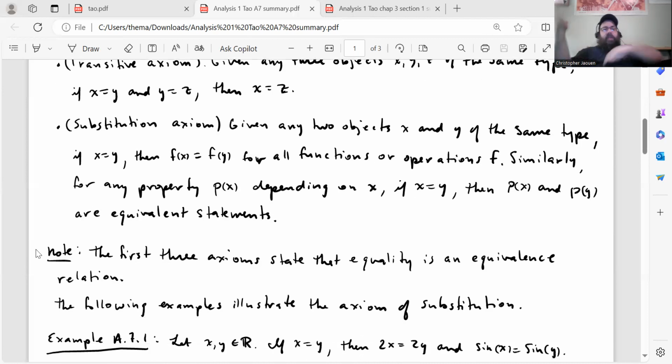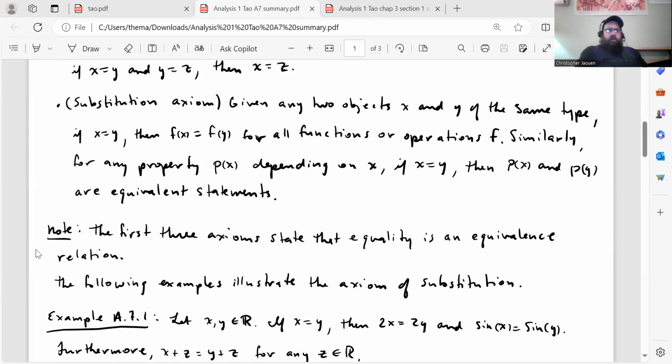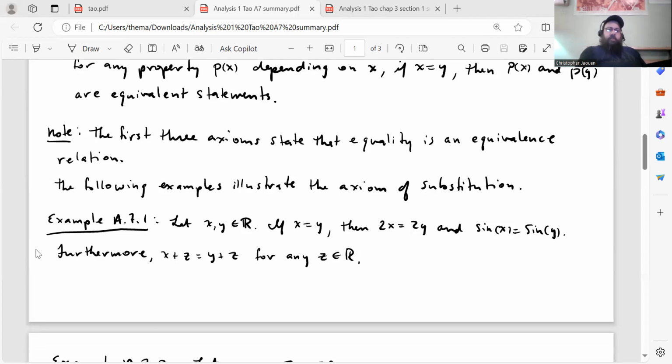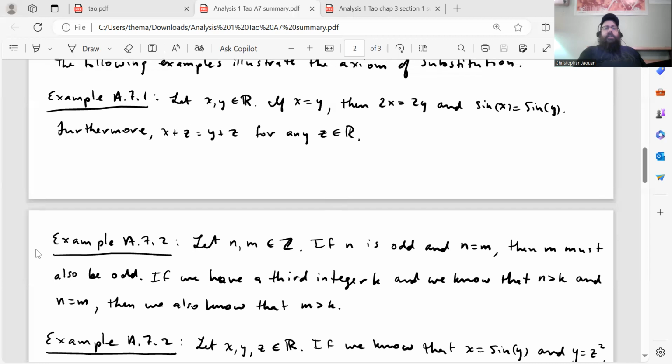And like I said, he refers back to these in chapter 3, section 1 a bunch of times, specifically the substitution axiom, because we need that in order to show that certain set operations are well defined. But we'll see that when we get to chapter 3. So just a note here, the first three axioms state that equality is an equivalence relation. I already mentioned this, but if you don't know, that defines an equivalence relation. The following examples illustrate the axiom of substitution. So there are three examples that he gives just to make the axiom a little bit more concrete.